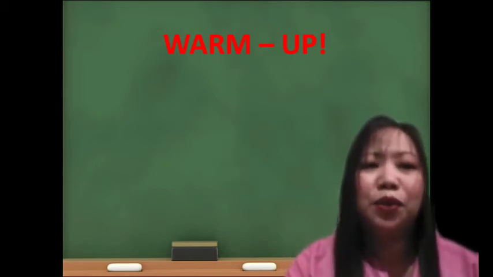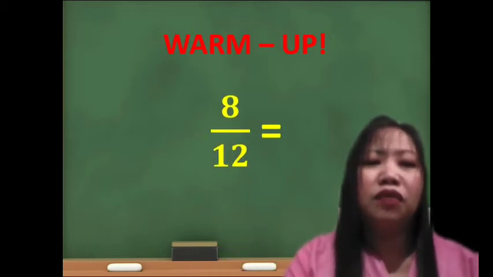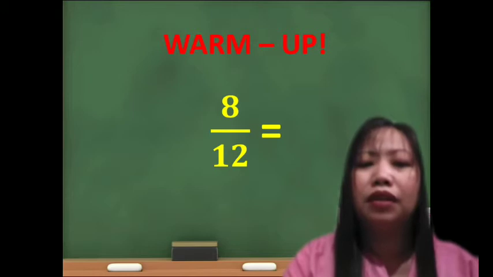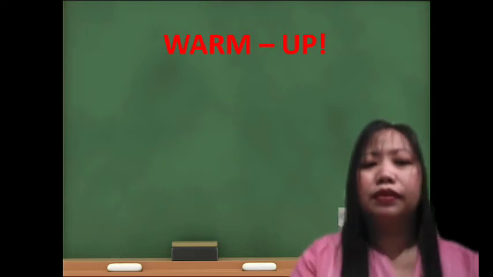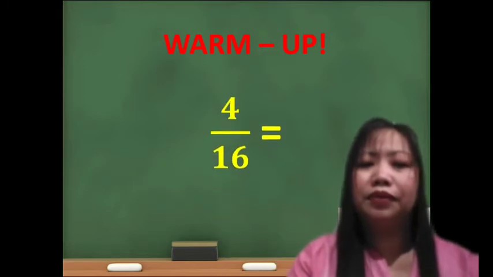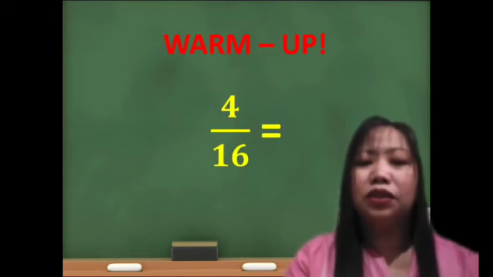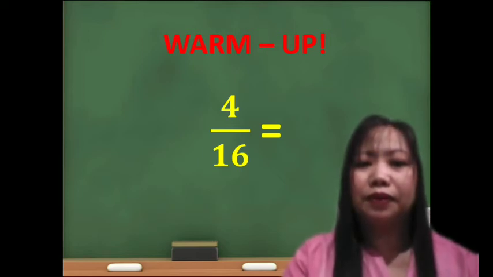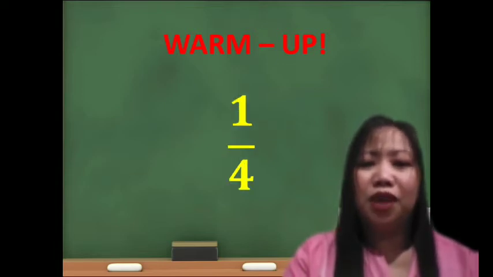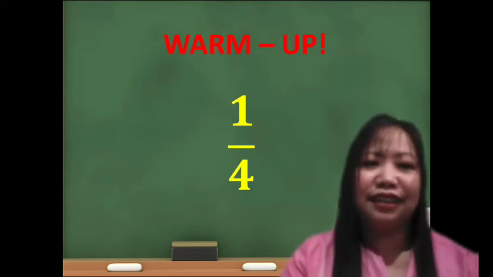Let us have another one. 8 over 12. So what is the simplest form of 8 over 12? If your answer is 2/3, good job. Another, 4 over 16. So what is the simplest form of 4 over 16? If your answer is 1/4, excellent.